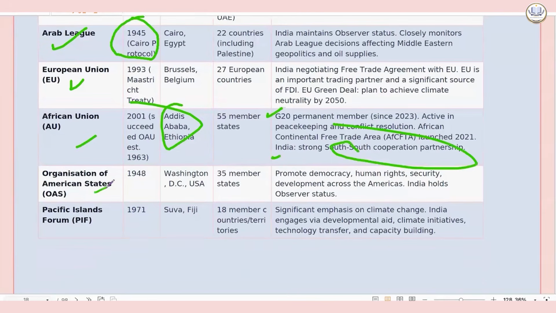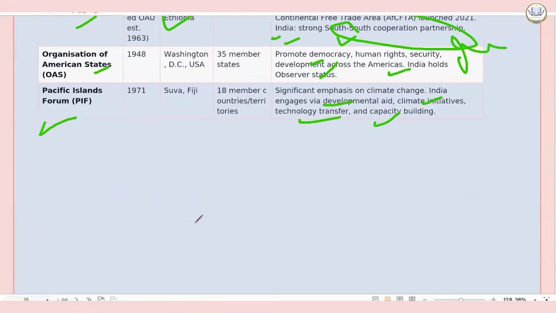Then we have Organization of American States, 1948. Washington, D.C., USA, 35 member states, promotes democracy, human rights, security and development across America. India holds the observer status here. Then we have Pacific Islands Forum, 1971, Suva, Fiji, 18 member countries, significant emphasis on climate change. India engages via development aid, climate initiatives, technology transfer, and capacity building.